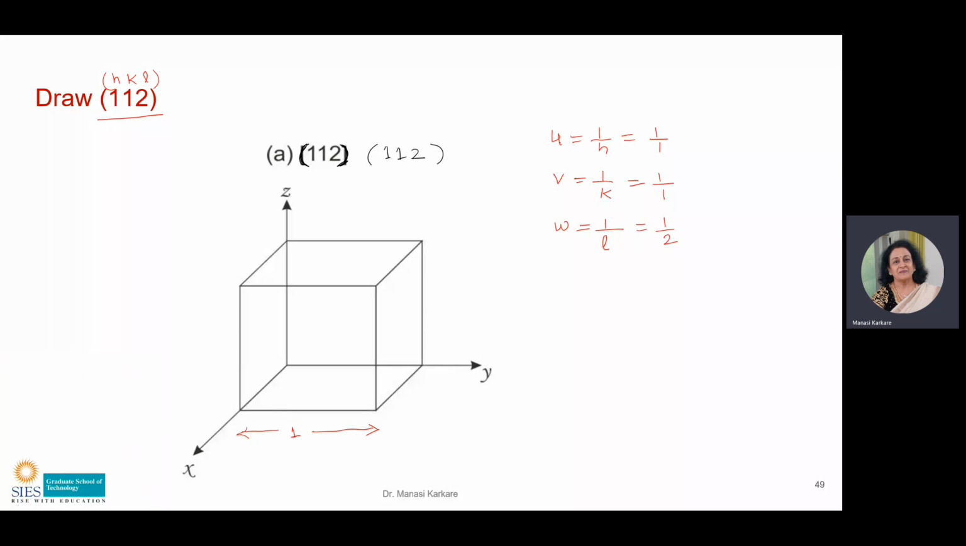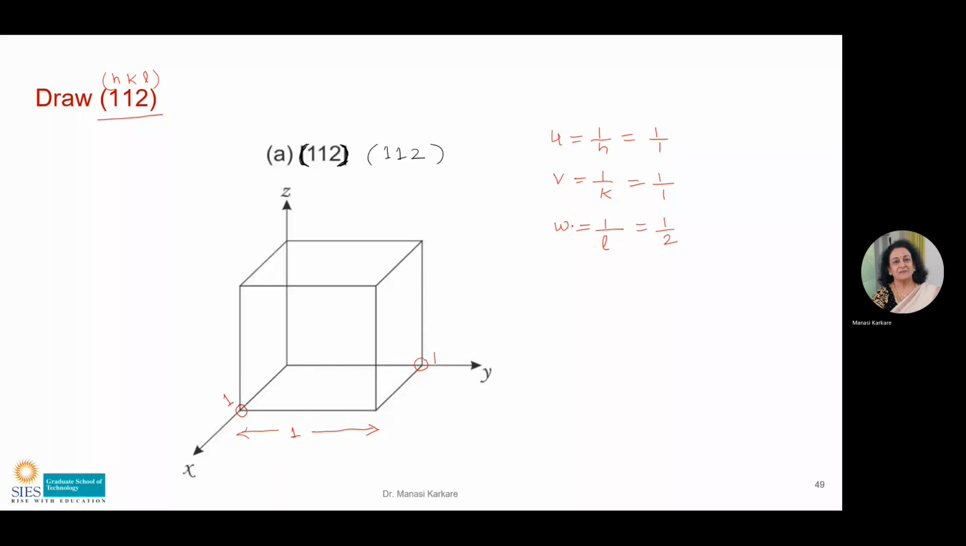Then you have to mark intercepts. U is equal to 1. U is the intercept on x-axis. This is your x-axis. On this x-axis, you have to mark 1. So this is your x-intercept. You have to also note it here. X-intercept is 1. Then y-intercept is also 1. This is your y-axis. This size is 1. So y-intercept is 1.